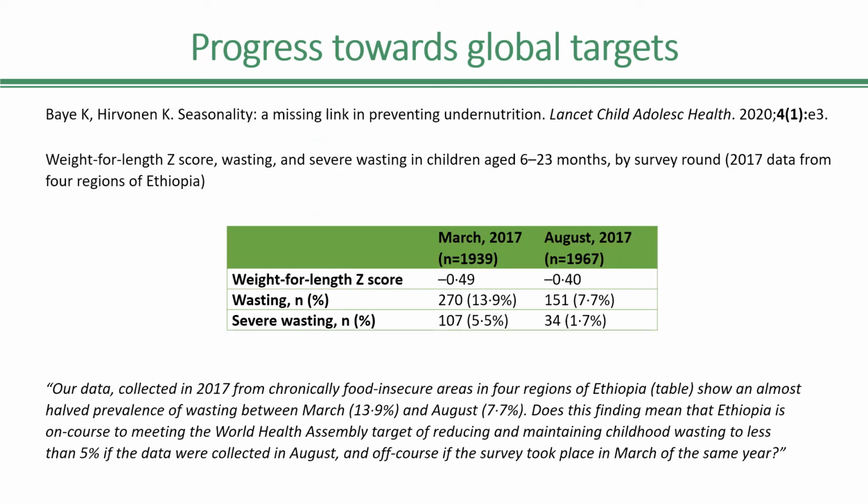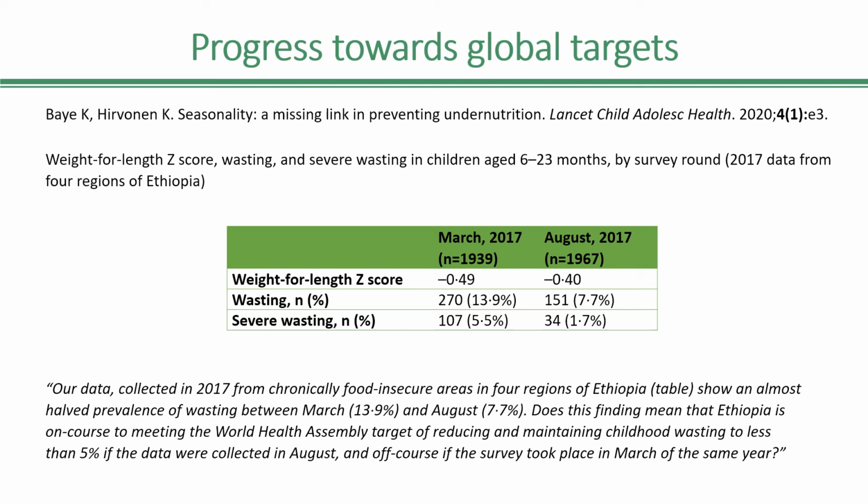Some authors have really articulated this key point nicely. There was a commentary in the Lancet Child and Adolescent Health Journal recently, with the authors presenting some data from nutrition surveys in Ethiopia. One survey round was from March 2017, and the other survey round was a few months later in August the same year. I quote from them, and they say, "Our data collected in 2017 from chronically food insecure areas in 4 regions of Ethiopia showed an almost halved prevalence of wasting between March and August."